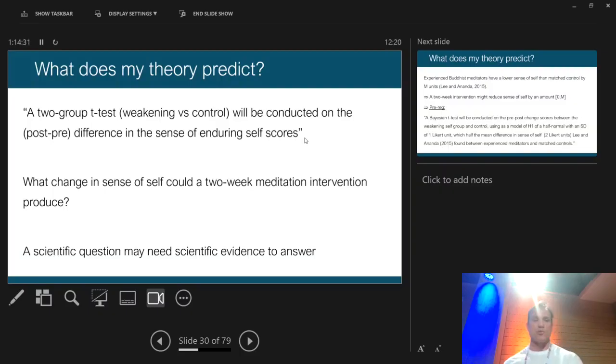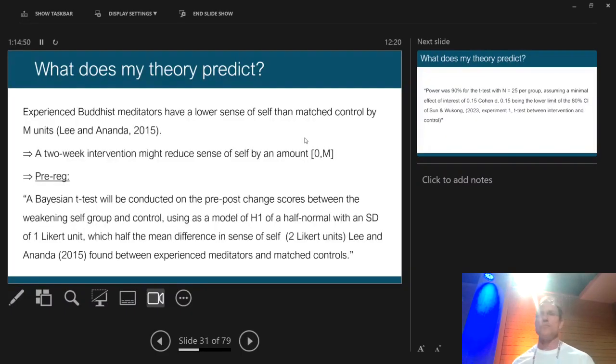So what do you pre-register? Well, let's take a two-group t-test, weakening versus control, will be conducted on the post-pre difference in the sense of enduring self-scores. If we're going to do a Bayes factor, we need to say what change in sense of self could a 2-week meditation intervention produce? This is a scientific question, as I said, and you might need scientific evidence to answer it. Well, let's say people had looked at experienced Buddhist meditators and they had a lower sense of self than matched controls by a certain amount, M. Well, surely that's the maximum I could expect in a 2-week intervention.